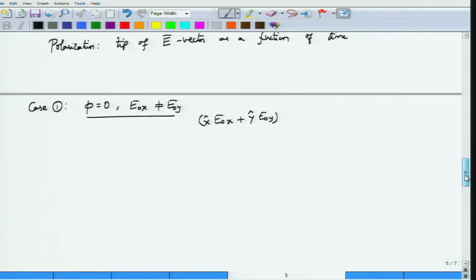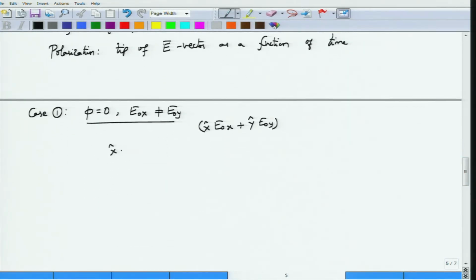And what will happen to the electric field itself? The electric field is x hat E0x cos omega t, remember kz is equal to 0, plus y hat E0y cos omega t, remember again phi is equal to 0. So this is simply equal to x hat E0x plus y hat E0y multiplied by cos omega t. Now you actually look at how the tip of the electric field would vary as a function of omega t.